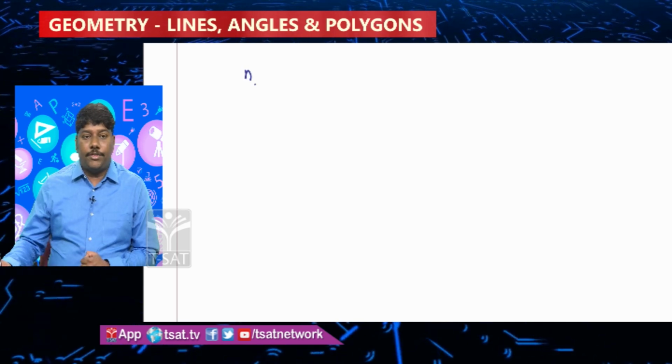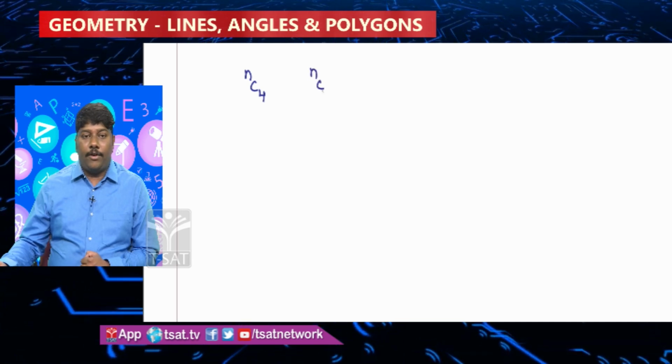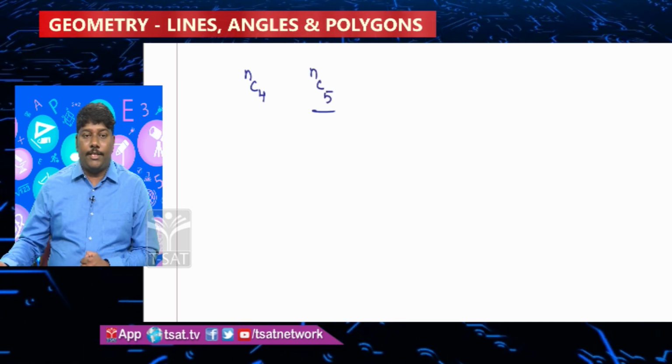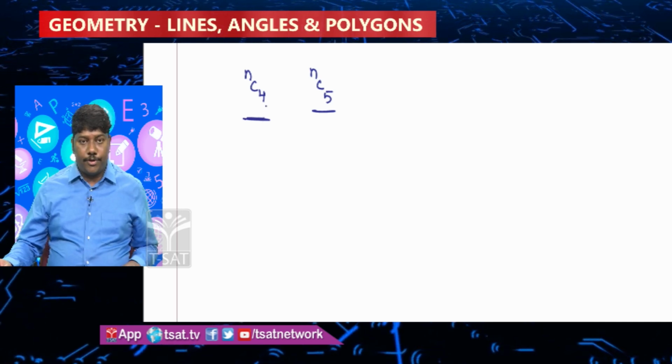for a quadrilateral you need 4 points, so say nC4. If you want the number of pentagons in an n-sided polygon, it is simply nC5. It goes on like that. Now, we will look at the problems based on this.